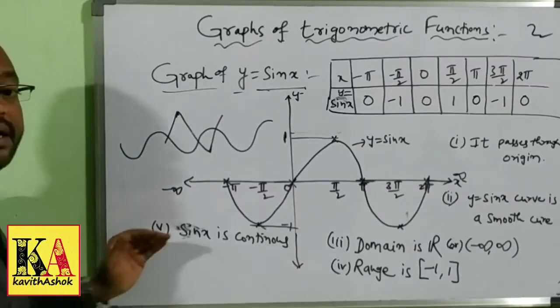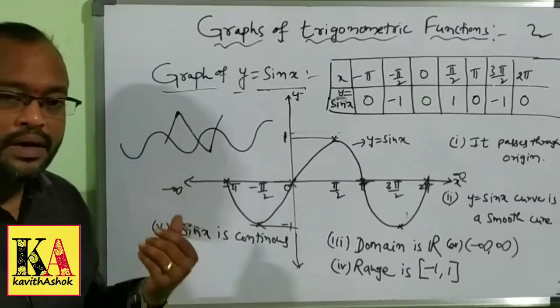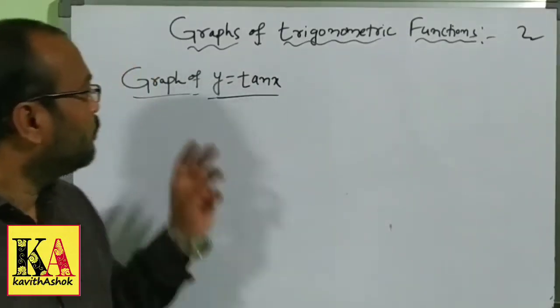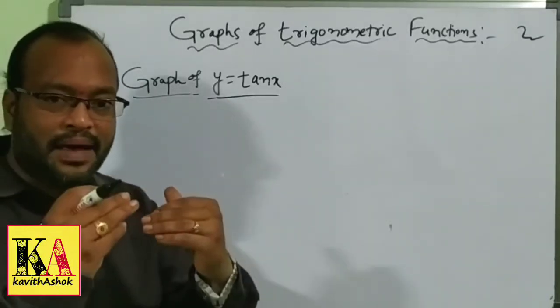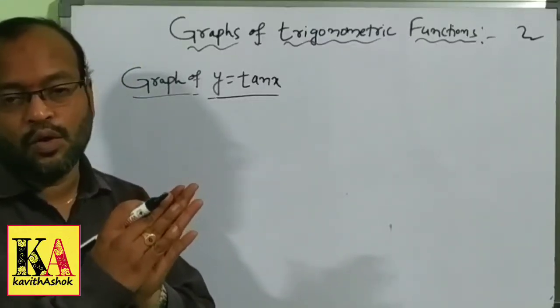Sin x is a continuous graph or continuous function. Like this we can find out the domain values and the range values. Now y is equal to tan x graph. We completed the sin x graph. In the same manner, draw the graph of y is equal to cos x. That is homework for you.